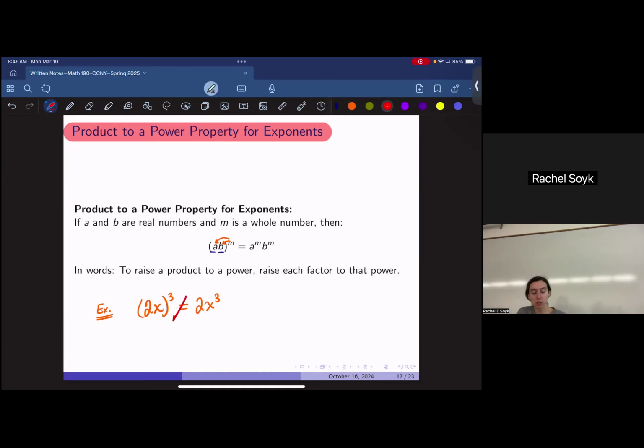No, because you have to distribute the 3 to both the 2 and the x. This is actually equal to 2 to the 3rd times x to the 3rd. And we know 2 to the 3rd is just 8. So 8x to the 3rd.